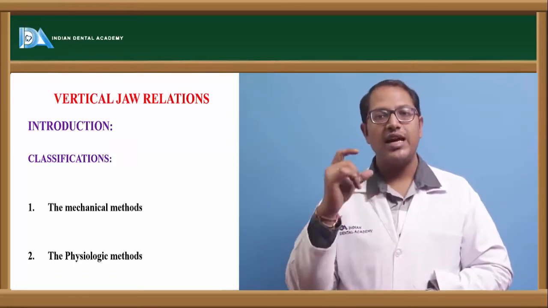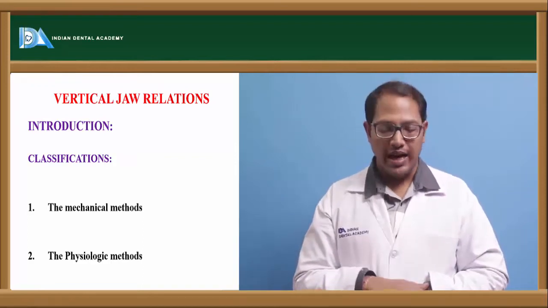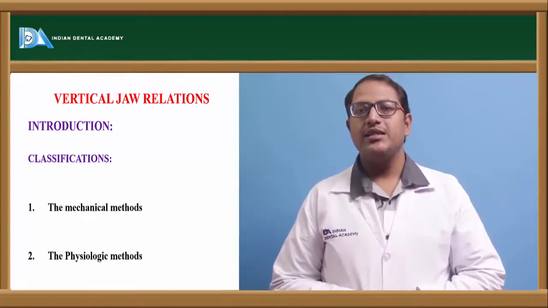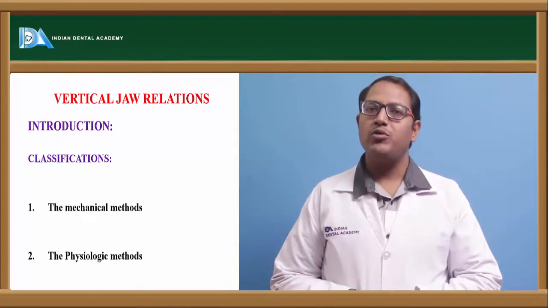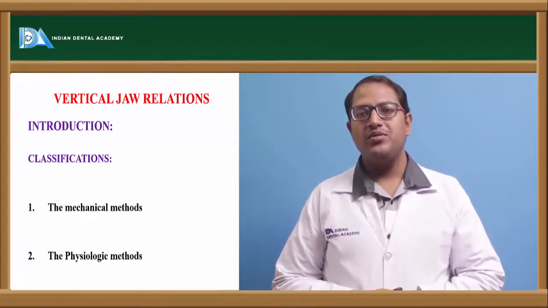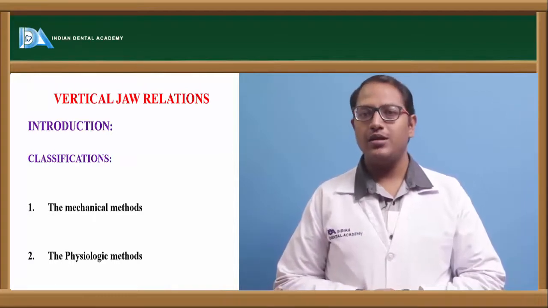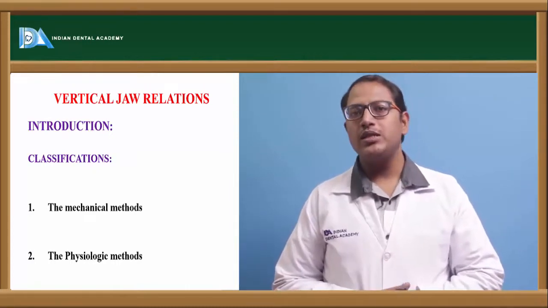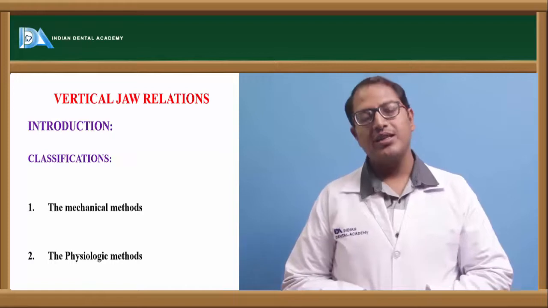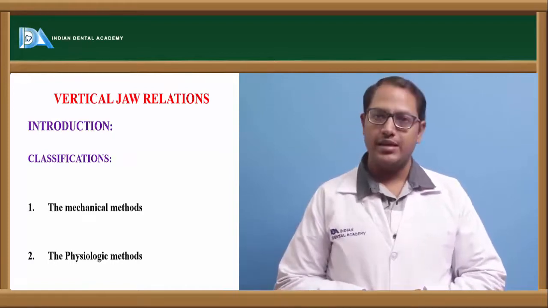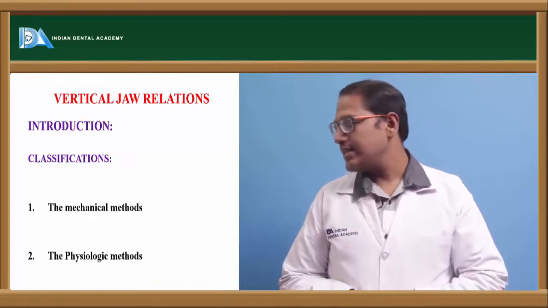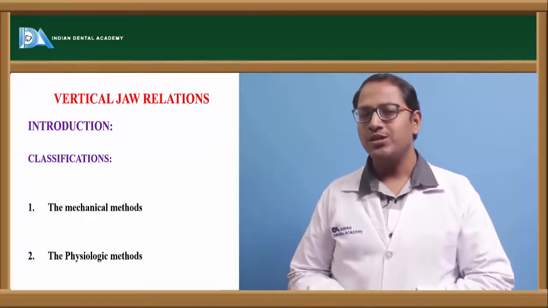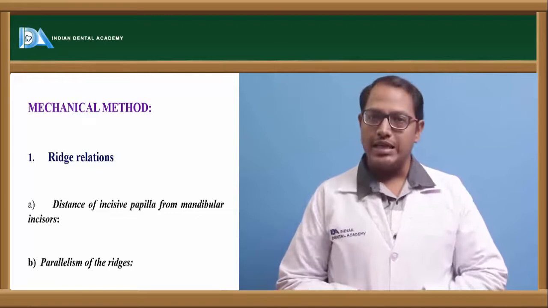The vertical dimension at rest and the vertical dimension at occlusion. So the vertical jaw relation will be based on those two things, the vertical dimension at rest position and the vertical dimension at occlusion. Based on these we will find out the entire vertical dimension both occlusal rims will have after occluding, maxillary as well as mandibular. To record this vertical jaw relation, there are different techniques. The first are called mechanical methods because they use mechanical measurements. Second are called physiologic methods because some physiological process or function is used to record this vertical dimension.